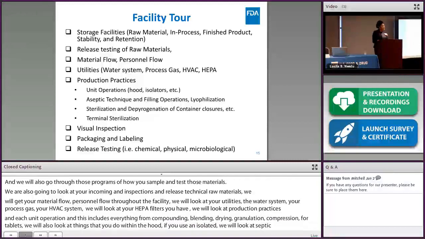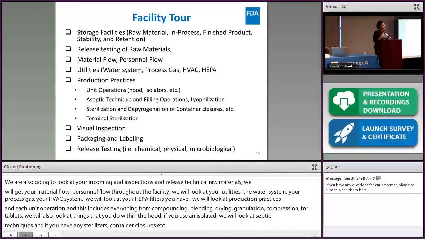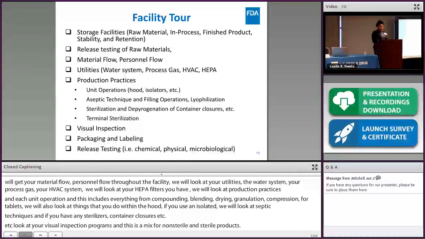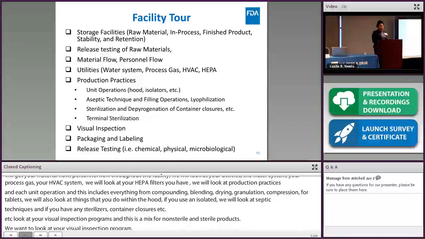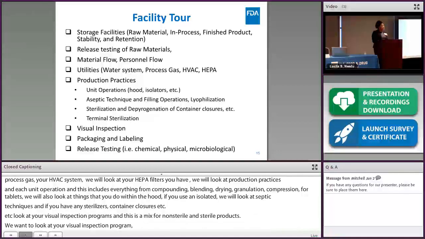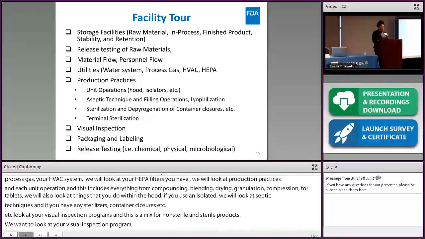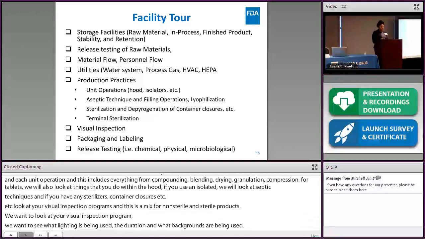We're also going to look at your visual inspection program, and this is a mix for non-sterile and sterile products. So we'll want to look at your visual inspection program. We want to see what lighting is being used, the duration, and what backgrounds are being used. We'll want to look at your packaging and labeling program to make sure how you prevent any potential label mix-up, and what your line clearance processes are.